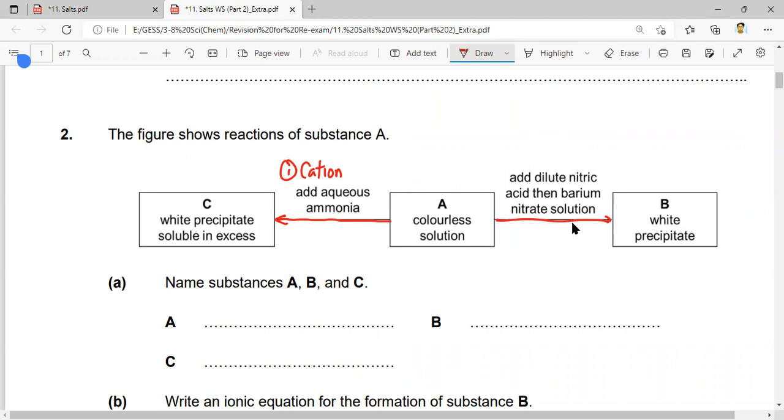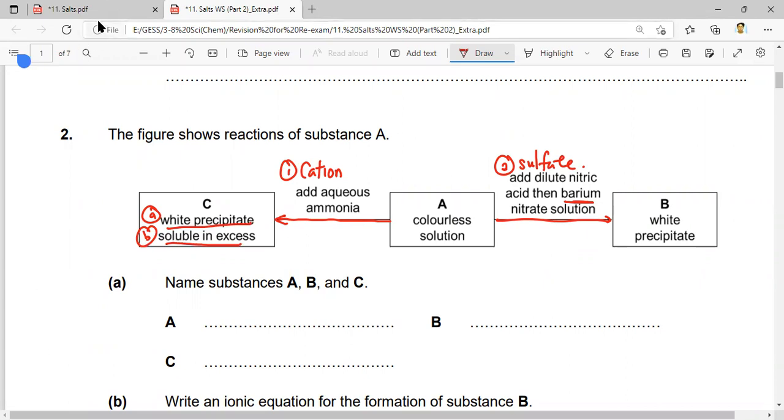So you've got barium nitrate solution. So dilute nitric acid and barium nitrate. You see the word barium here? You know that this is a test for sulfate. Okay, let's do it step by step. Number 1 first. Add aqueous ammonia. I got a white precipitate formed. I got C, soluble in excess.